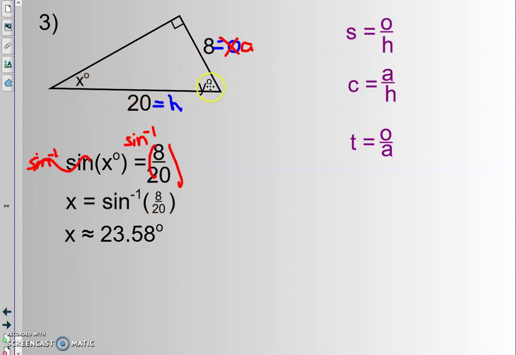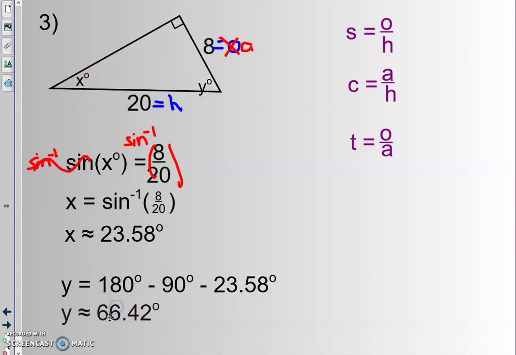What do all the angles of a triangle add up to be? So I could just take 180 degrees, subtract this 90-degree angle, subtract this 23.58 degree angle, and I could find y just by subtraction.